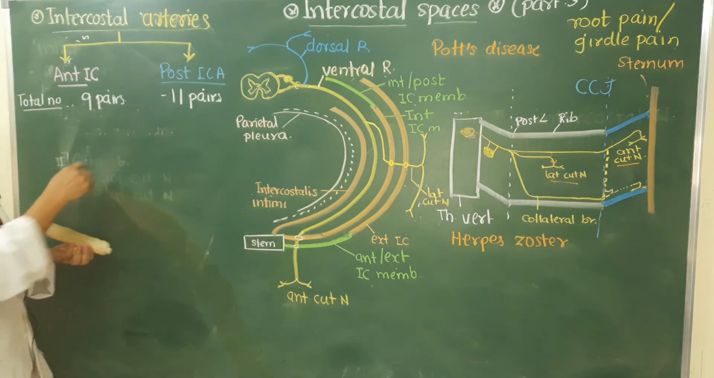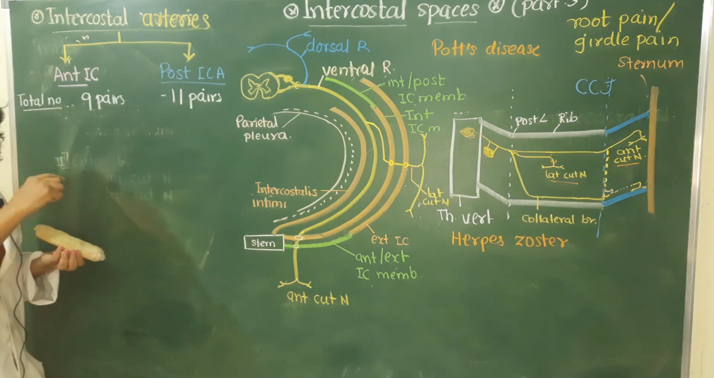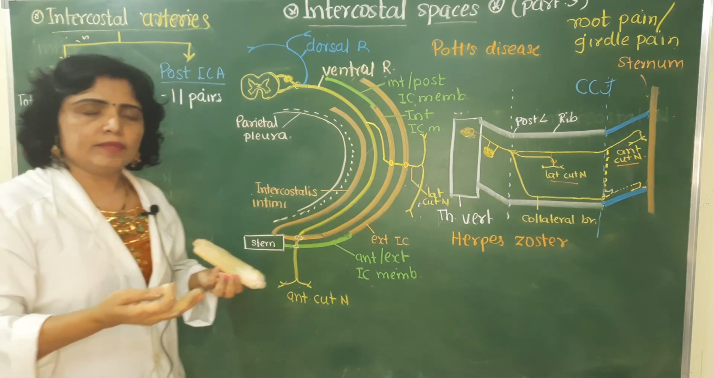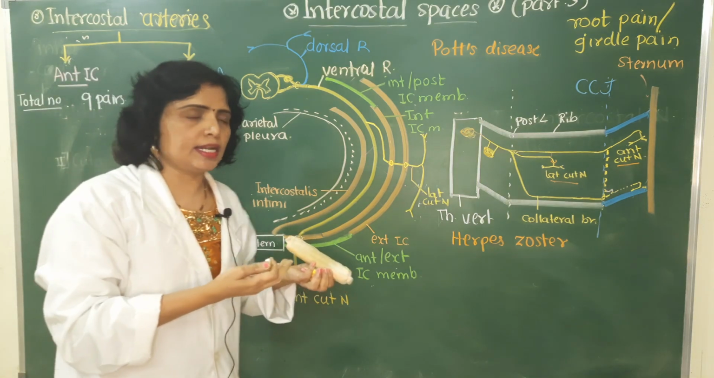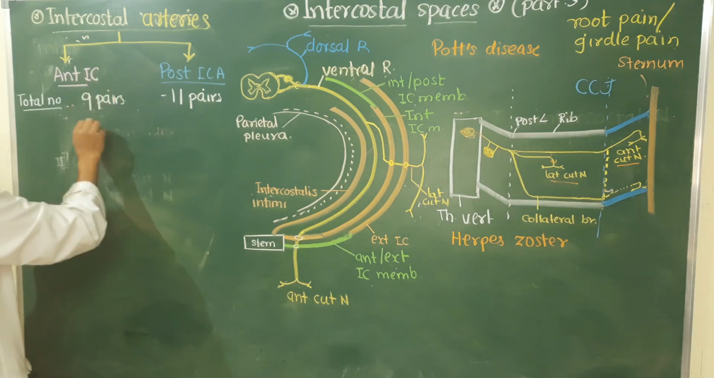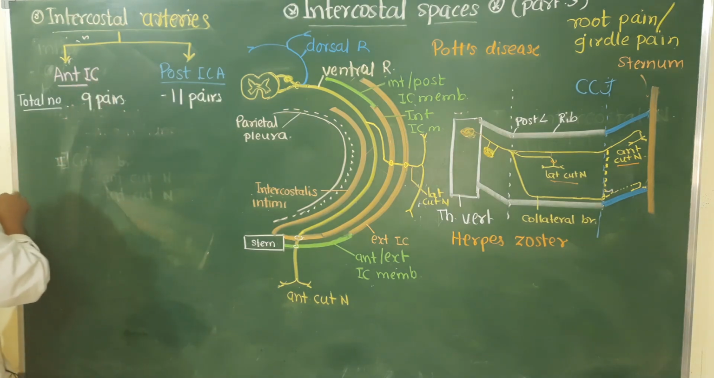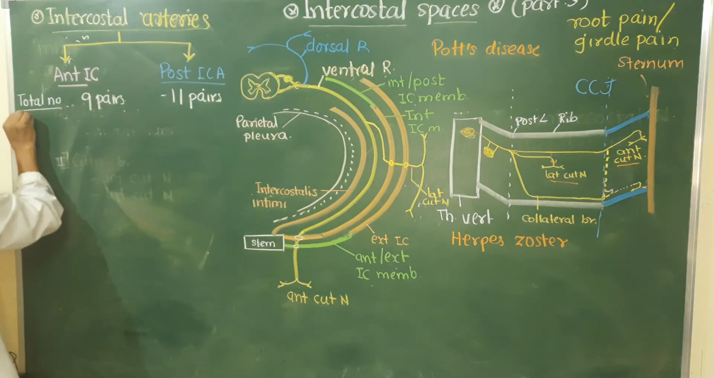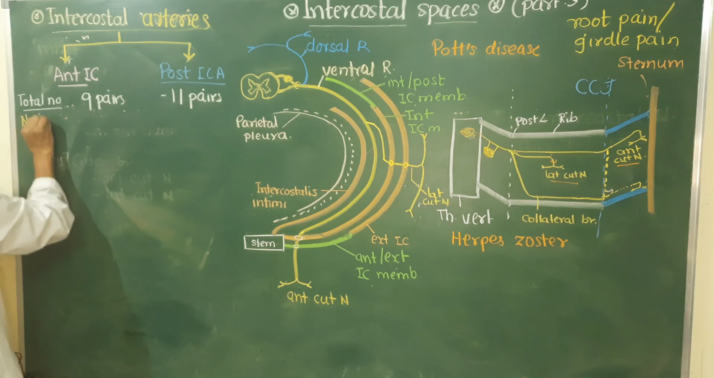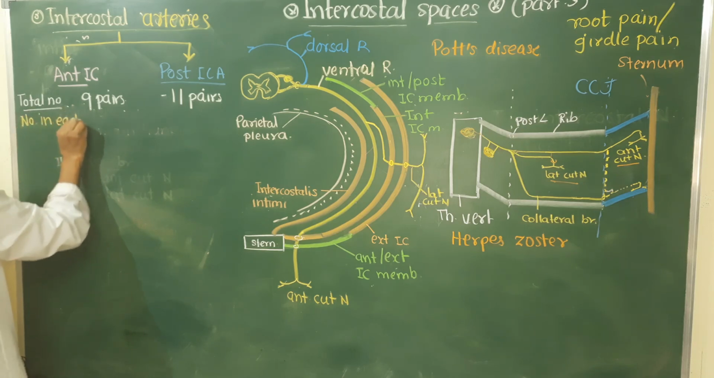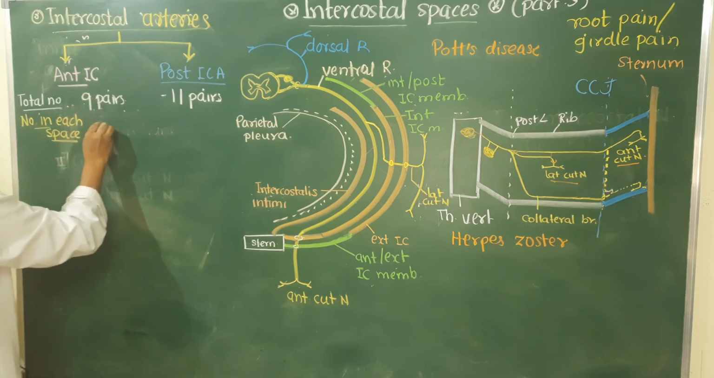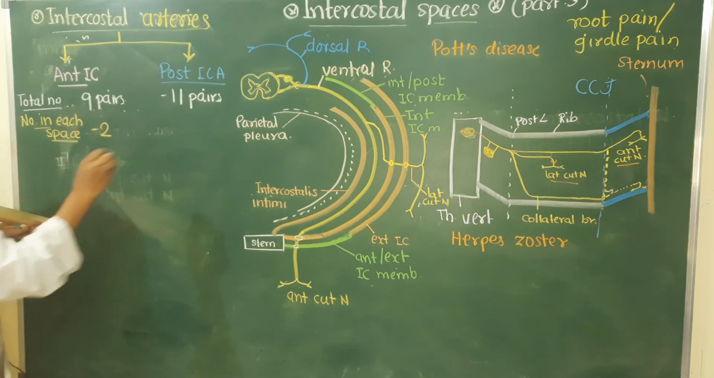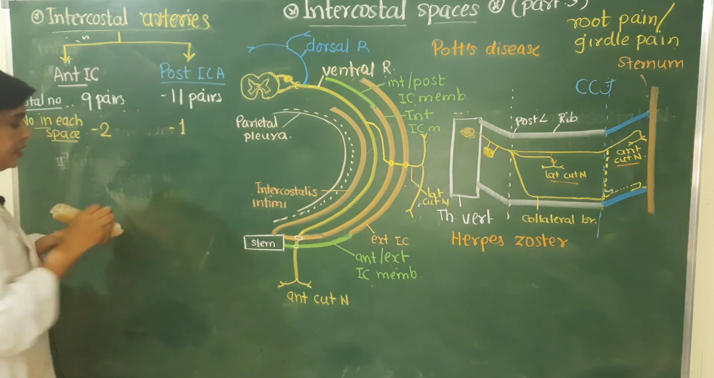Why? Because here the last two spaces, 10th and 11th, are open anteriorly because the 11th and 12th ribs are floating, so they don't require an anterior intercostal artery. There is no anterior intercostal artery in the last two spaces. And number in each space, how many are there? So the anterior intercostal arteries are 2 in number in each space and the posterior are 1 in number.